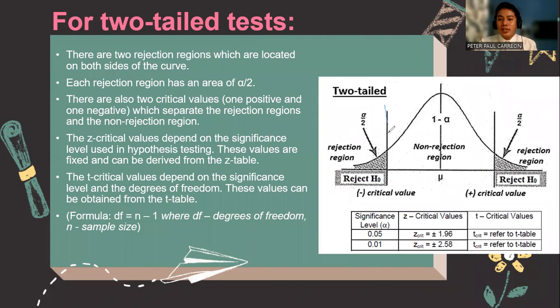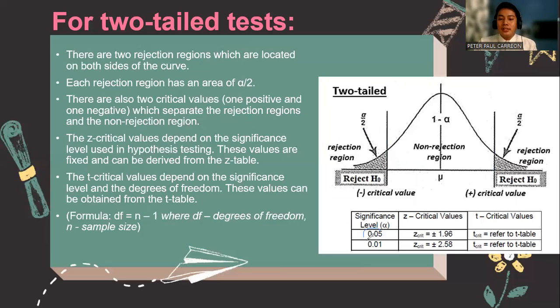The critical values are represented by these vertical lines. One is positive and the other one is negative. They separate the rejection and the non-rejection region. The Z critical values depend on the significance level. And the T critical values will depend on the T table.